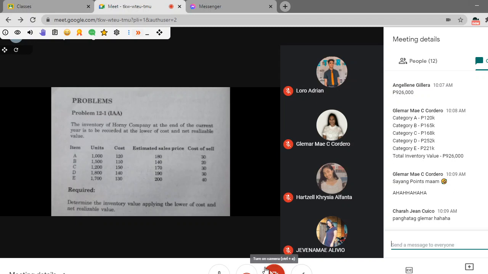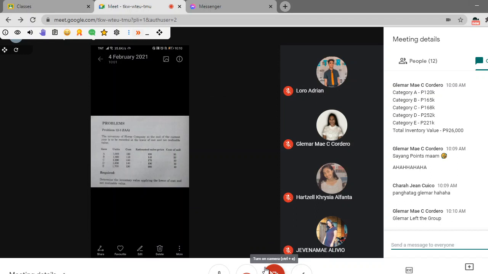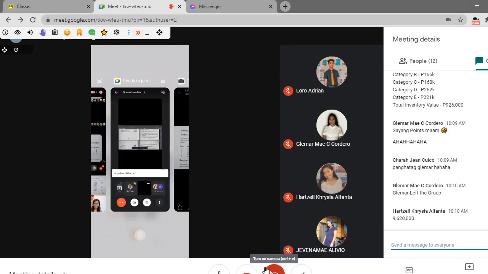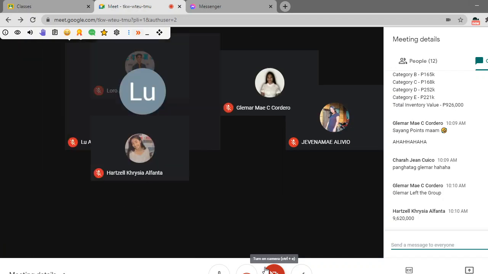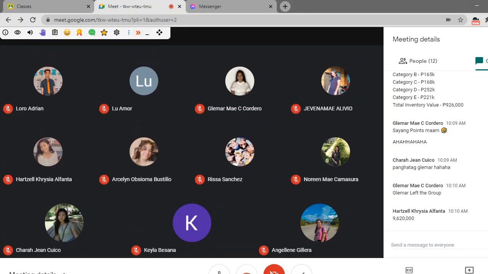Sige, I will stop presenting na para ipakita sa Excel. Although, pwede naman na hindi natin ipakita sa Excel, no? Kasi ang easy. Ay. Sige. Stop sharing na. Okay. Ay, pakitingnan na lang sa inyong copy na nasa Messenger. Hala, I left the meeting. Okay. Pakitingnan na lang sa inyong copy na nasa Messenger.